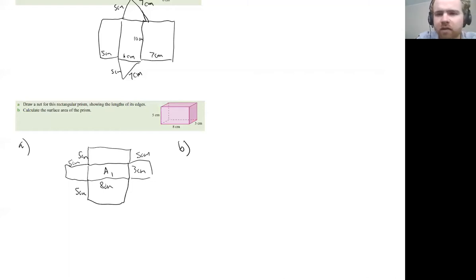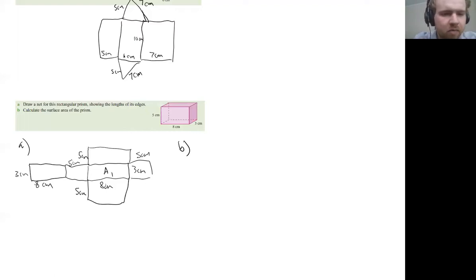Oh, you know what I've done? I've actually forgotten a face, haven't I? I've forgotten the top face. At the moment when I close my box, there would be no lid based on this net. I need to add an extra rectangle to make sure that there's going to be a lid that closes on top. So I'm going to put it here. It's going to have that 3 centimeter width. We can write that in again. And it's going to have an 8 centimeter length there.